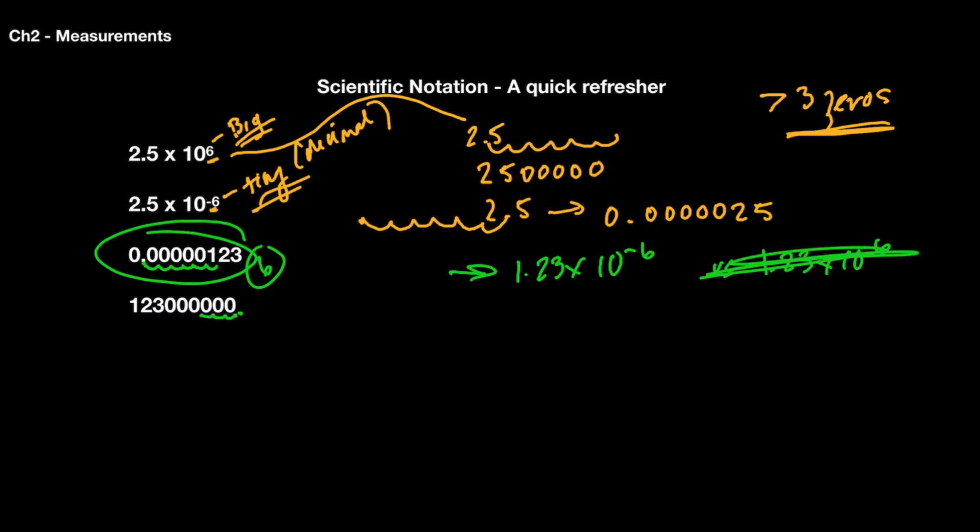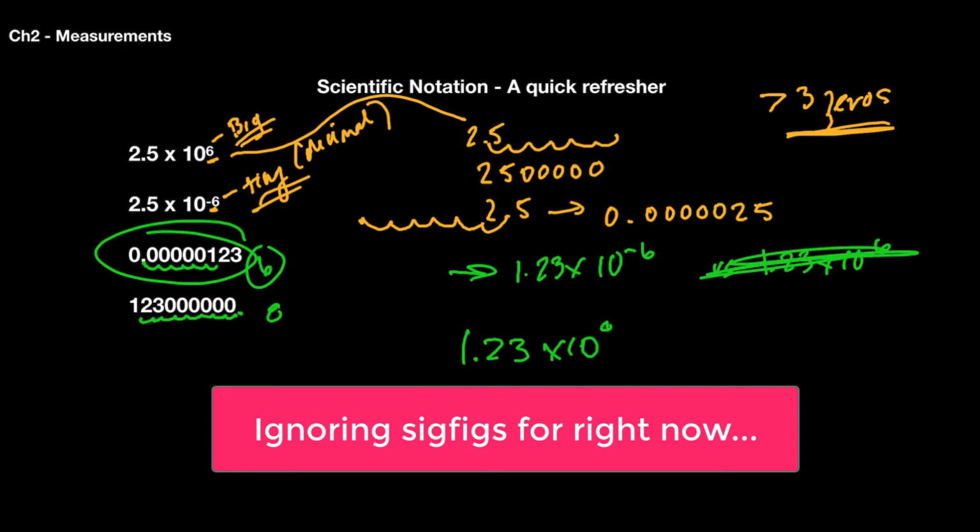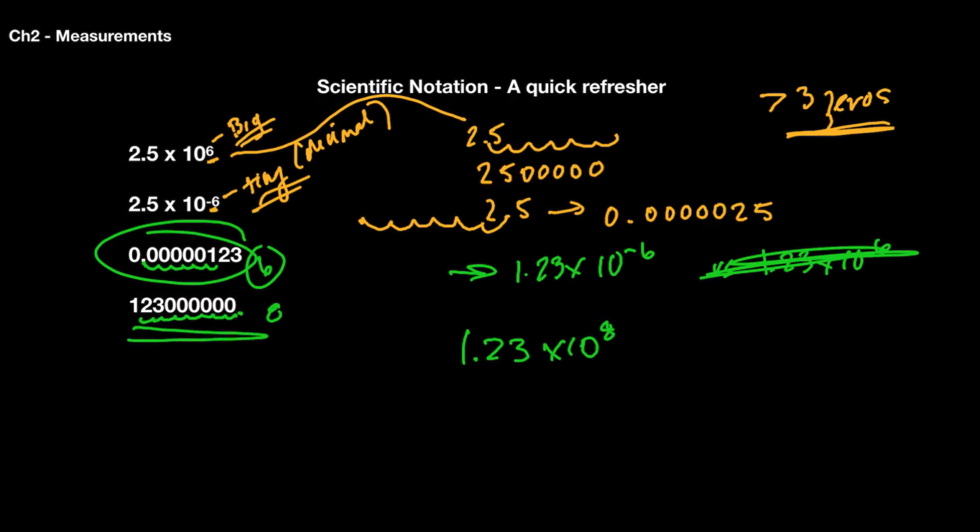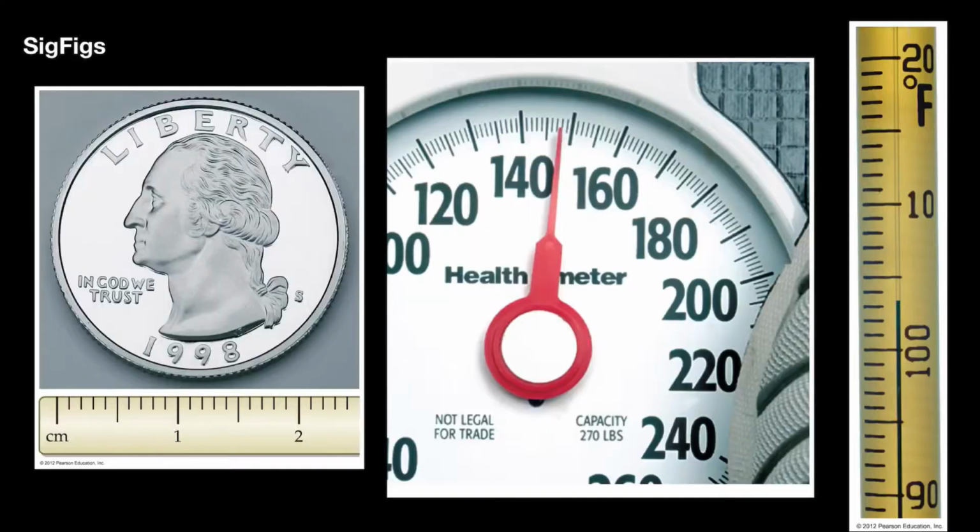So 1, 2, 3, 4, 5, 6, 7, 8, right? So again, 1.23 times 10, and we know that it's going to be a positive 8 to reflect that fact that this is a ginormous number. Good? Makes sense? Okay. Which then brings us into significant figures, right?